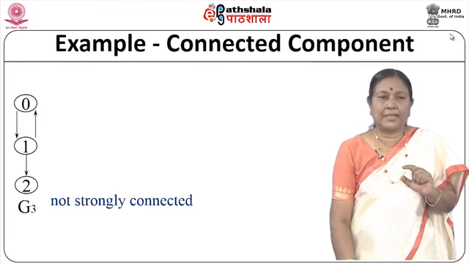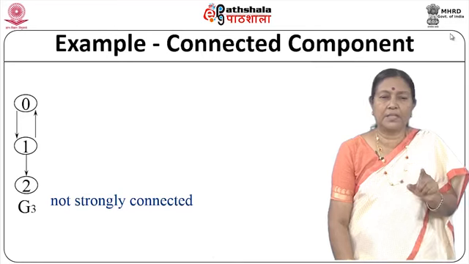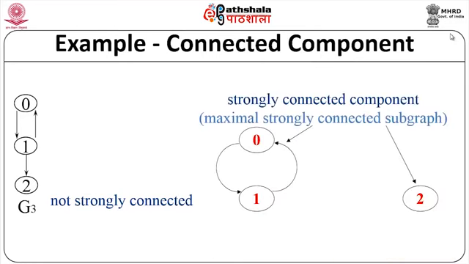Now, let us take an example of a connected component. This is not strongly connected. Strongly connected component, maximal, because this is a directed graph, maximal, so 0 and 2 is a maximally connected subgraph.